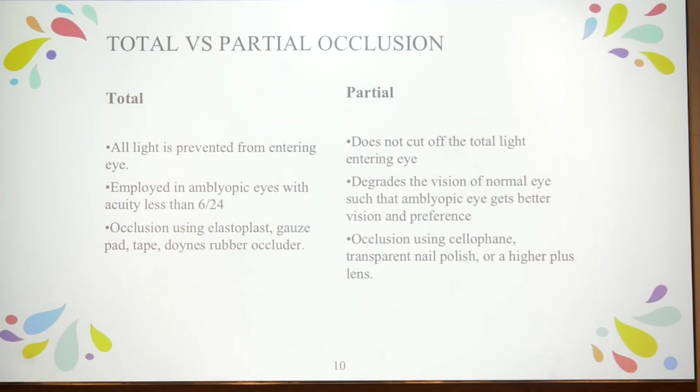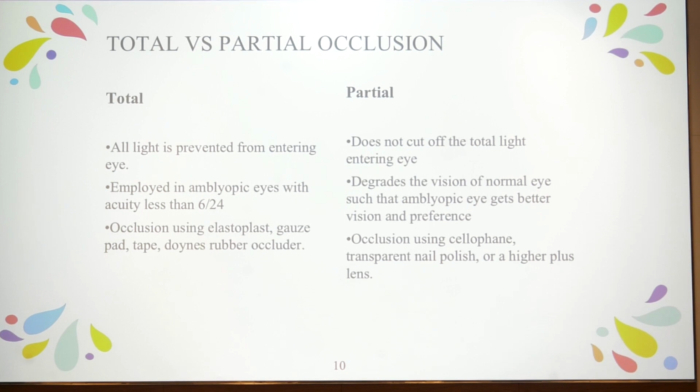The ATS studies have discussed the timing of patching and the ways patching should be done. I will not be going into details of the ATS study. The total occlusion prevents all the light from entering the eye, and it is employed in amblyopic eyes with acuity less than 6/24 or severe amblyopia. And occlusion is done using elastoplast or Doyne's rubber occluders or gauze pads.